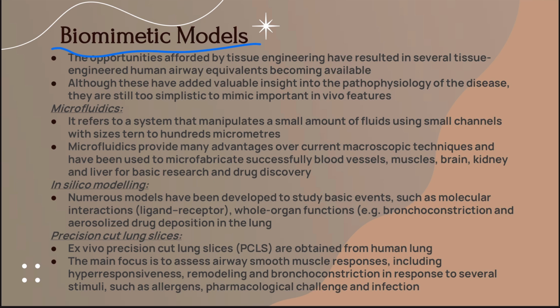Now coming to the biomimetic models, the opportunities of these models have been increasing. Opportunities afforded by tissue engineering have resulted in several tissue engineered human airway equivalents becoming available, but we still need the animal models, because biomimetic models cannot fully replicate the condition. Under biomimetic models, we have microfluidics, then in silico modeling, then precision cut lung slices. Microfluidics refers to a system that manipulates a small amount of fluids using small channels with sizes of 10 to hundreds of micrometers.